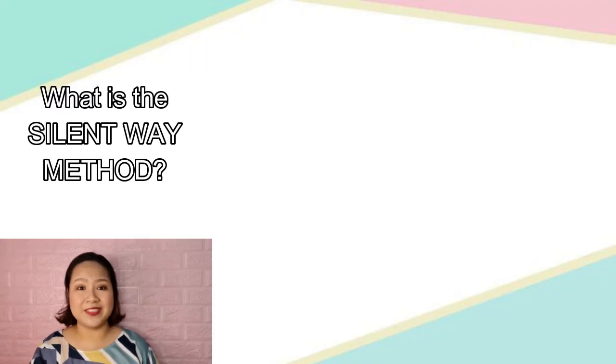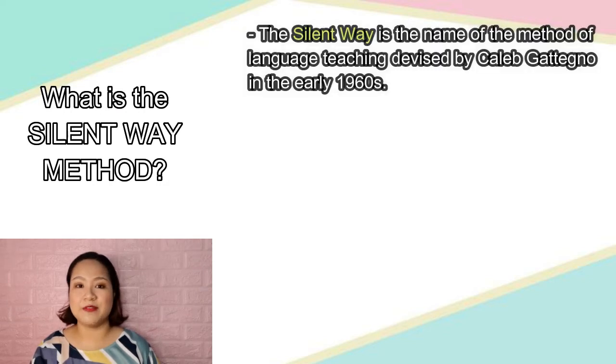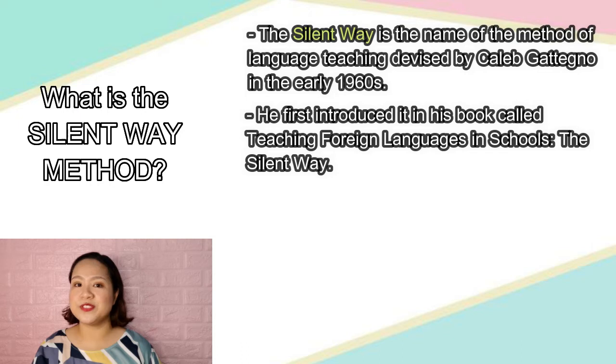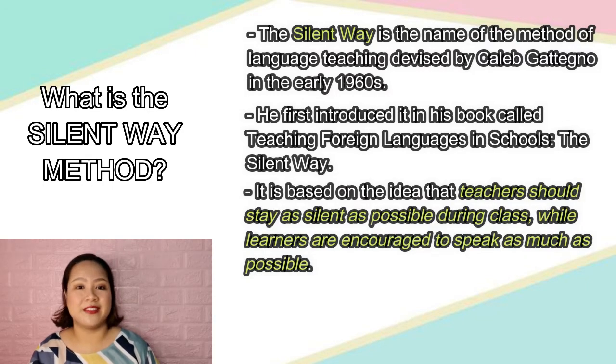Let's start with what is the Silent Way method. The Silent Way is the name of a method of language teaching devised by Caleb Gattegno in the early 1960s. He first introduced it in his book called Teaching Foreign Languages in Schools: The Silent Way. As the name suggests, this method is based on the idea that teachers should stay as silent as possible during class, but learners should be encouraged to speak as much as possible.